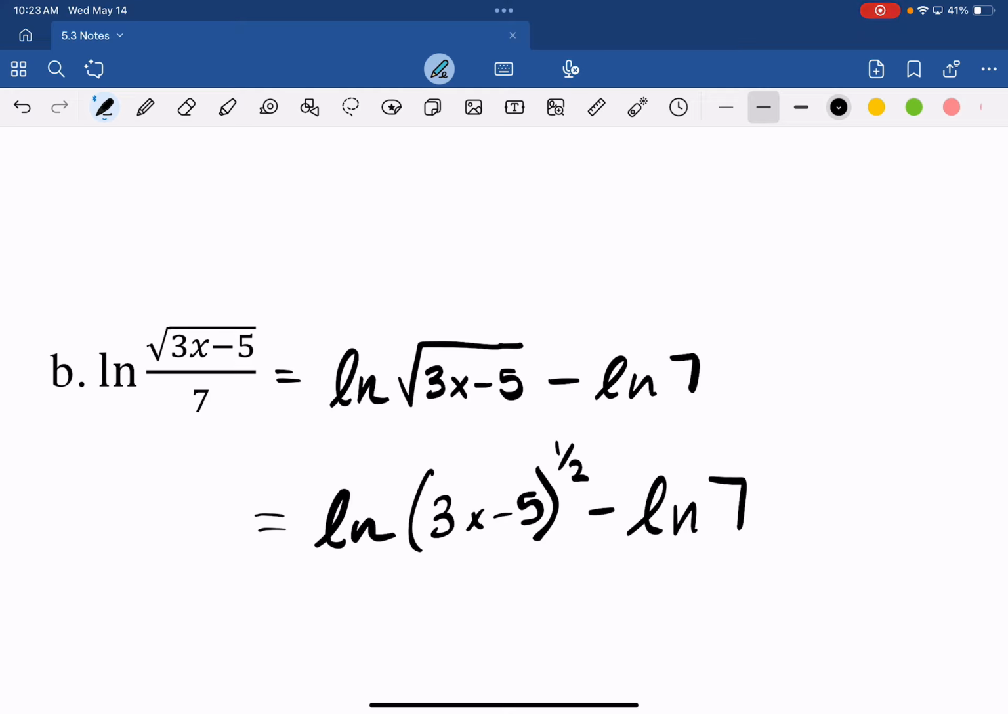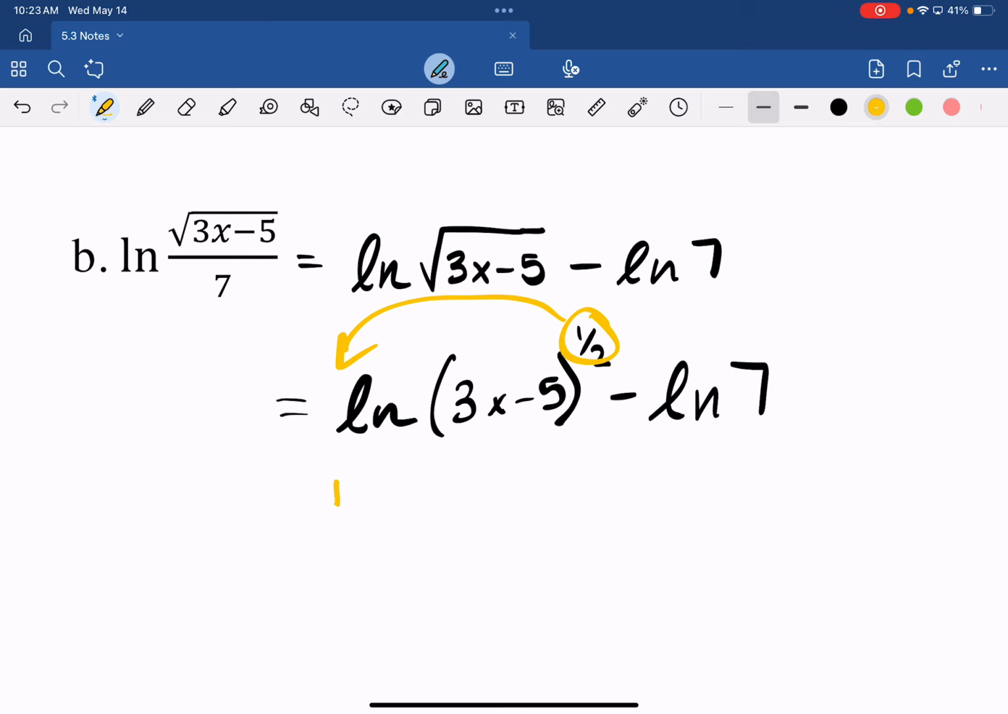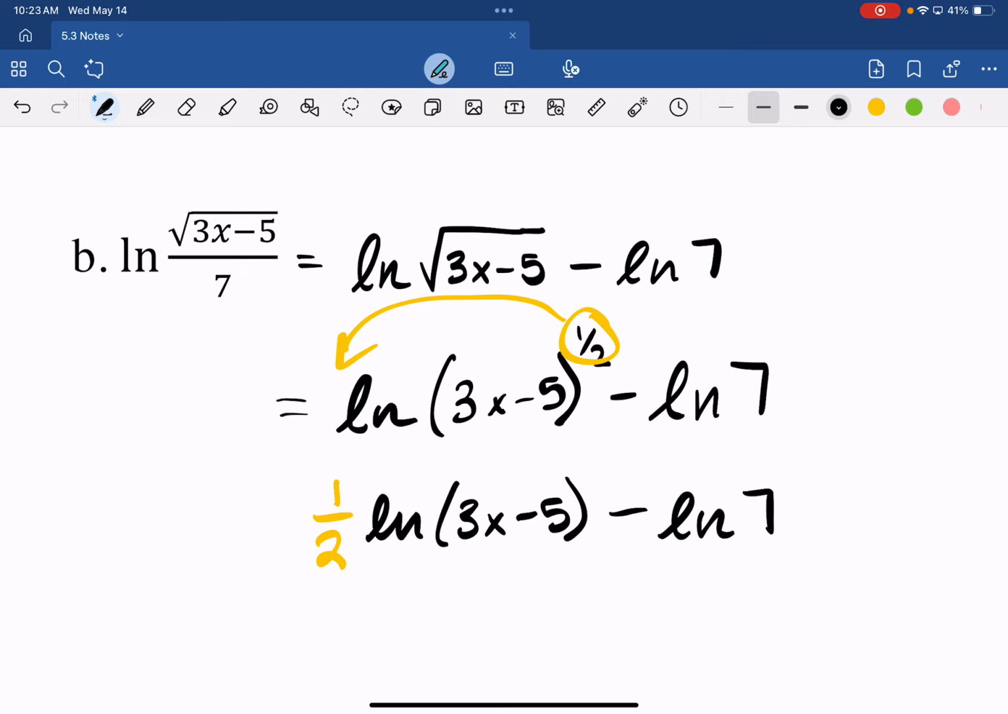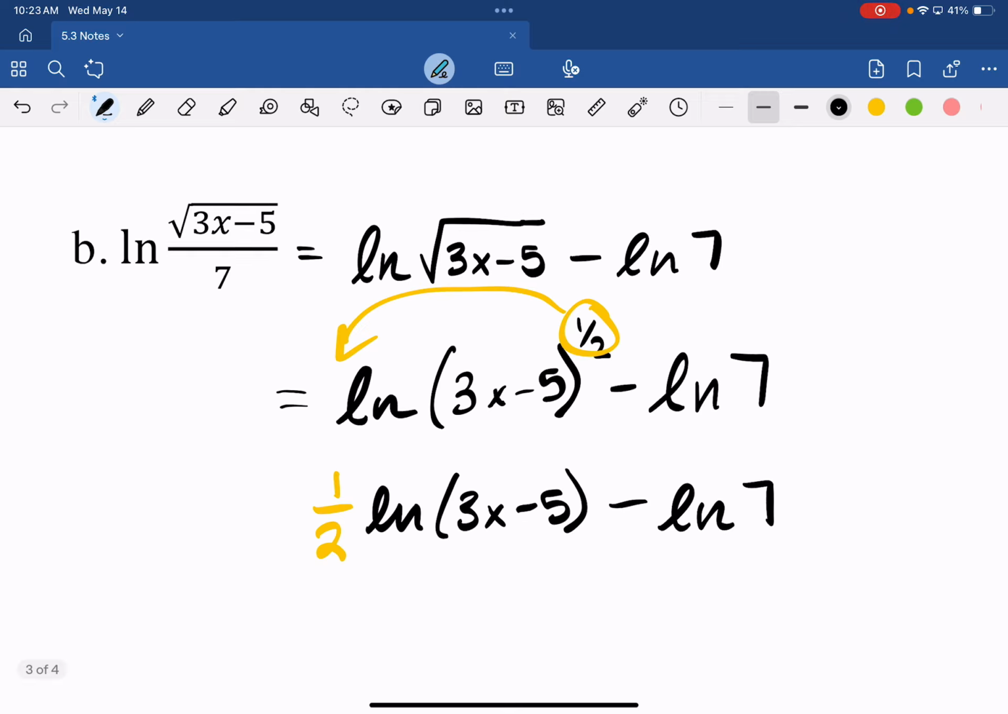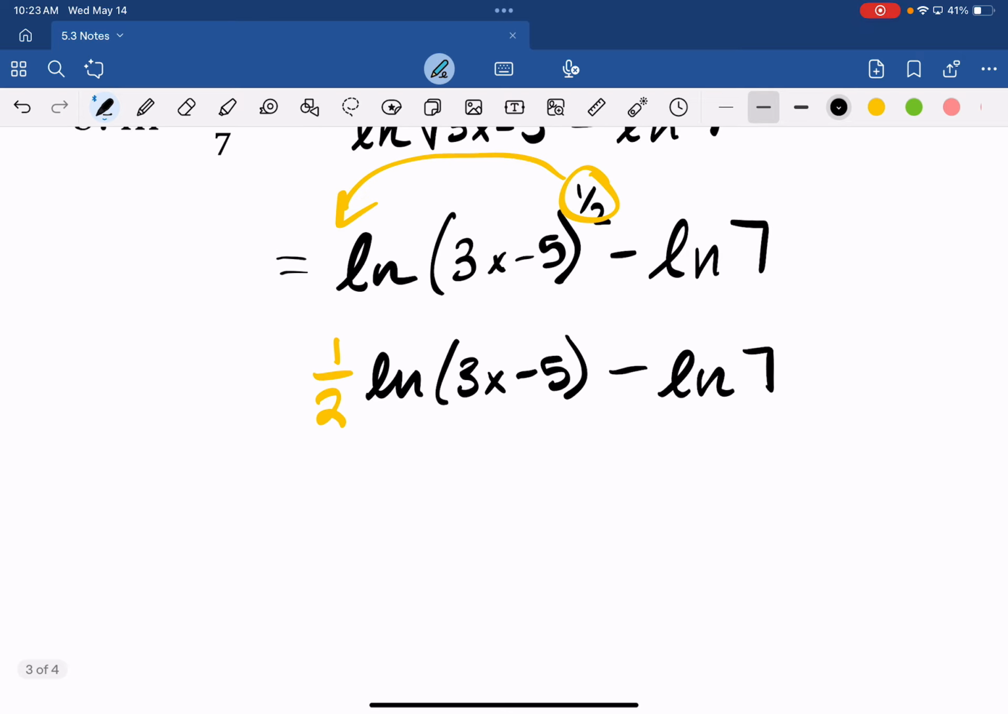That's good, Dan. And now I'm going to pull it out front. So now I'm going to take my 1/2 and move it out front. So I have 1/2 natural log of 3x minus 5 minus ln of 7. Now, when we look at these, can I simplify the 7 anymore? No. Nope, he's done. This is actually our final answer.